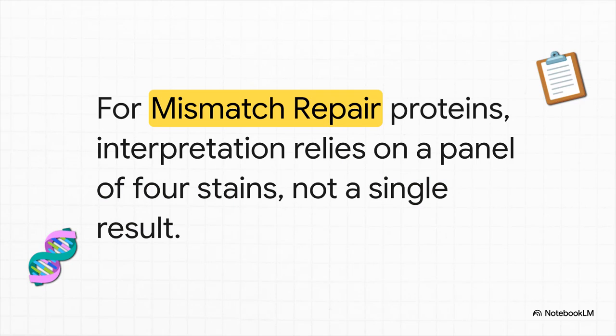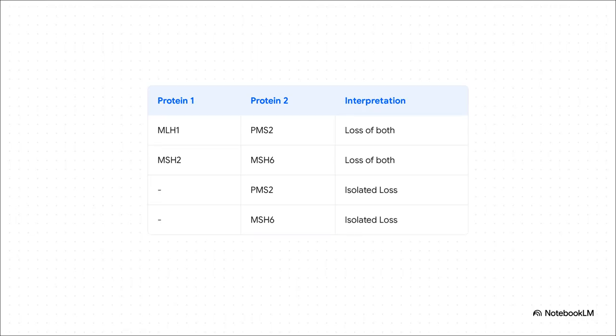All right, next up, mismatch repair, or MMR. This one's a different beast, right? The answer isn't in a single stain. It's all about the pattern, the relationship between a whole panel of 4 proteins. And you can probably guess, this is another spot where things can get confusing if everyone's not on the same page. So here's how the template handles it.